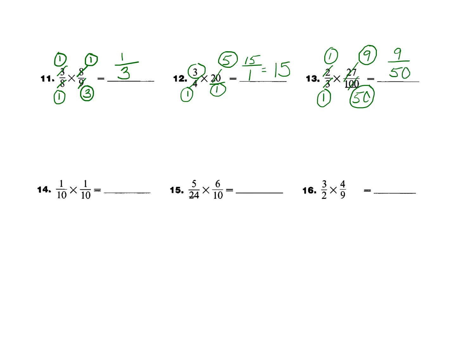Question number 14, 1/10 times 1/10. 1 times 1 equals 1, and 10 times 10 equals 100. Question 15, 5/24 times 6/10. 6 divided by 6 equals 1. 24 divided by 6 equals 4. 5 divided by 5 equals 1. 10 divided by 5 equals 2. 1 times 1 equals 1. 4 times 2 equals 8.